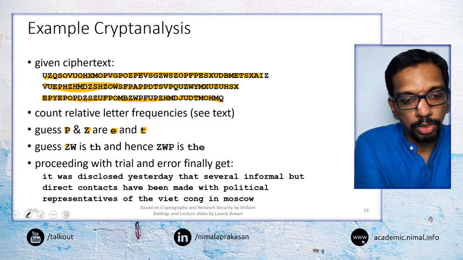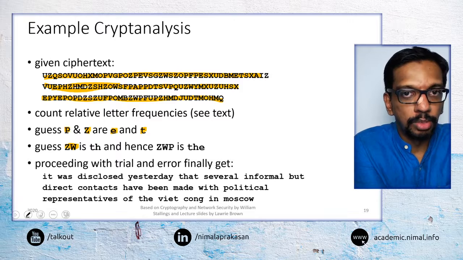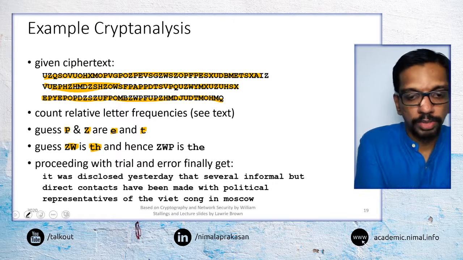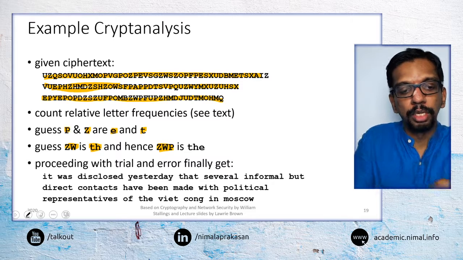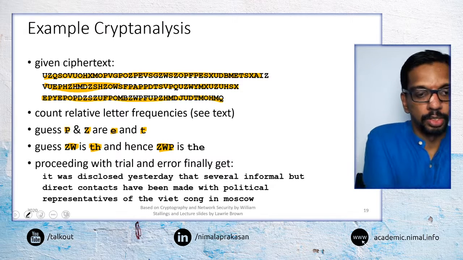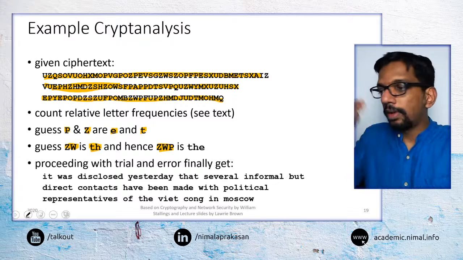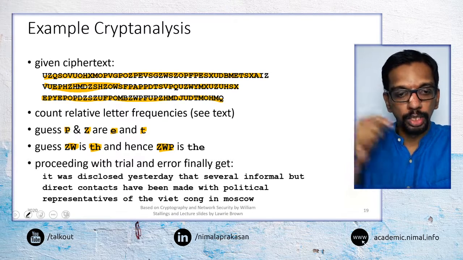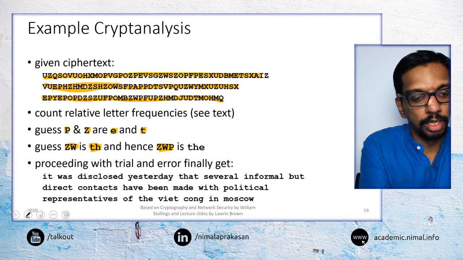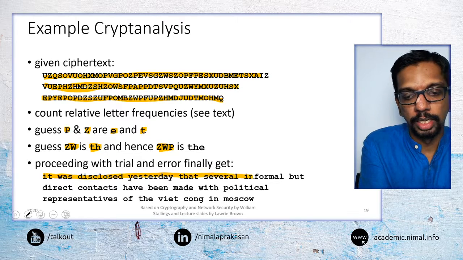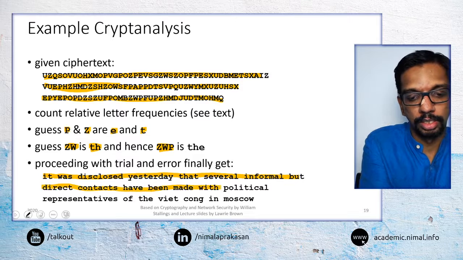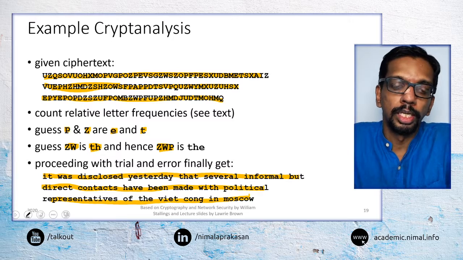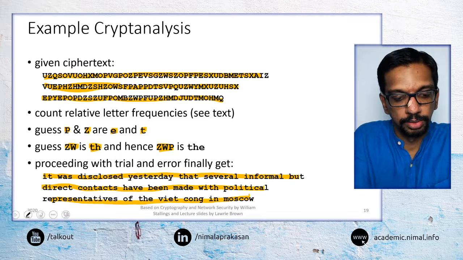Then we can also guess, say, the occurrence of ZW could be TH, and because of that we can also guess ZWP could be THE, because we have already guessed P. Likewise, we can start guessing different parts of the text, and once we start doing this, we can finally come to the point of actually decrypting the text, figuring out all the others. With some guesswork, some mapping and matching, we will be able to decrypt the text using cryptanalysis.